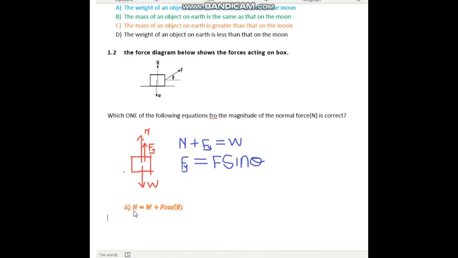All right, so A says that normal must be weight plus F cos theta. That's wrong according to our equation here. The second one says that the normal force must be weight plus F sin theta. According to this, it's wrong. The third says normal force must be weight minus F cos theta. That's wrong also. And then the last one says that a normal force must be weight minus F sin theta. So according to this, it's right. Therefore, this is our correct answer. So let's tick that, guys.